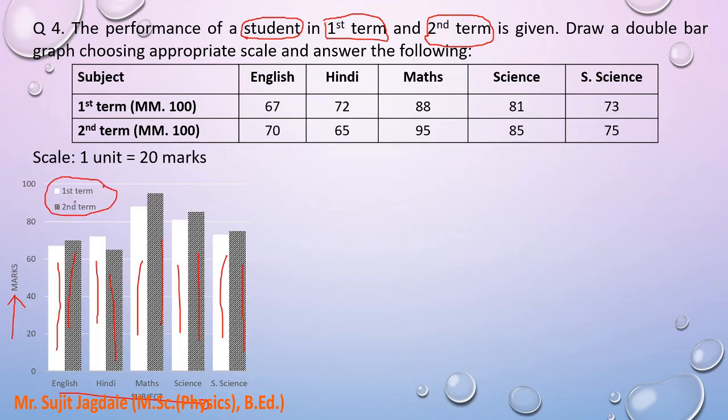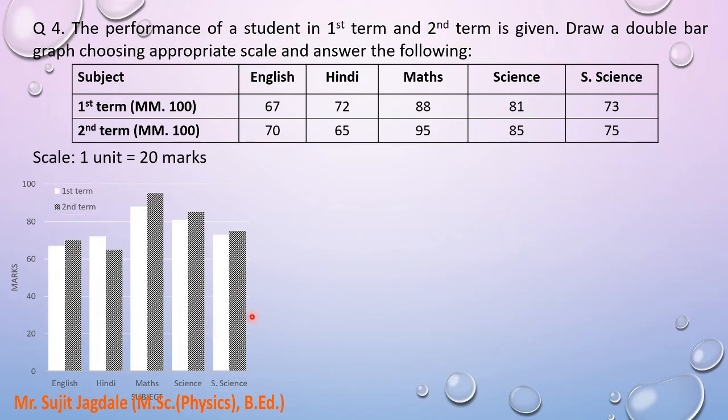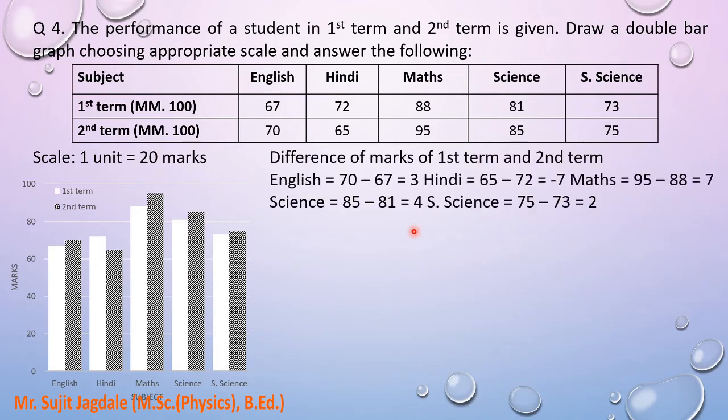It is very necessary to show which bar graph shows which data. So the blank bar shows the first term marks, and the shaded or dotted bar shows the second term marks. That also you have to indicate on the bar graph. Okay, now we will see the questions, how many questions are given on that.